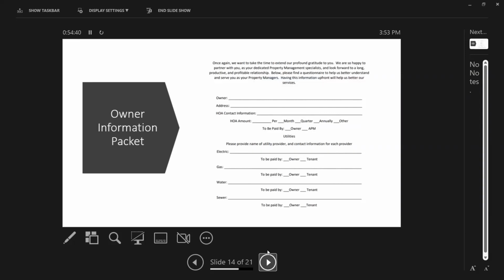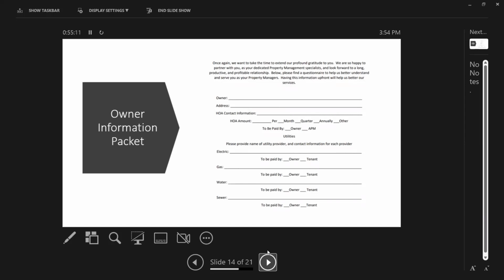This is the owner information packet. As I said, all of this information is extremely useful, believe me. I have an owner who gave me a property the other day with none of this filled out. And I had to call her and I had to tell her, look, tenants are moving in next week. They need this information right away. It is super important and it will make your life so much easier.